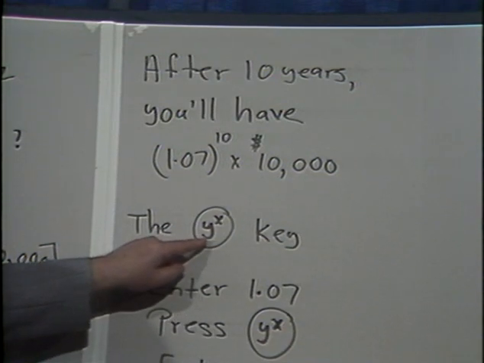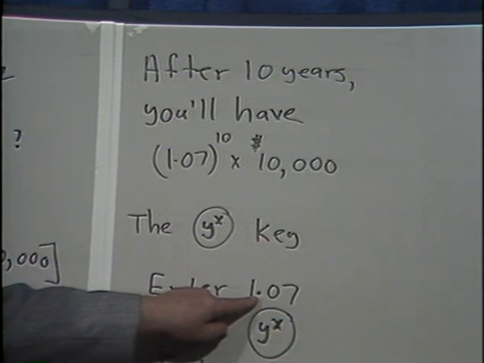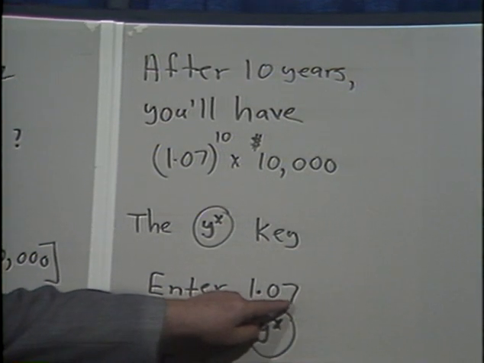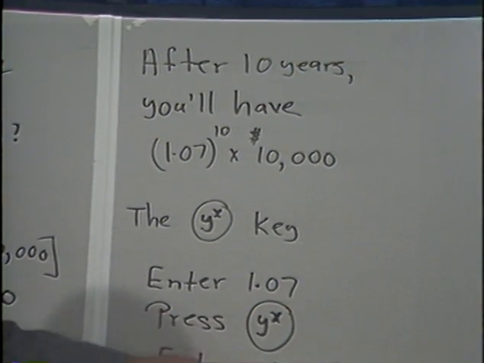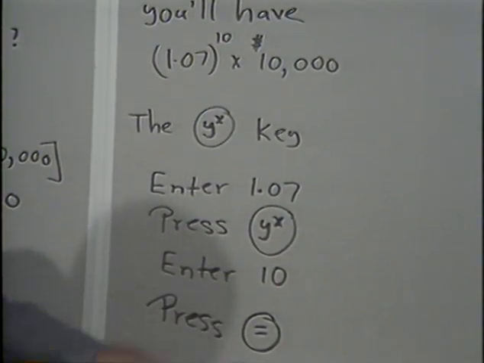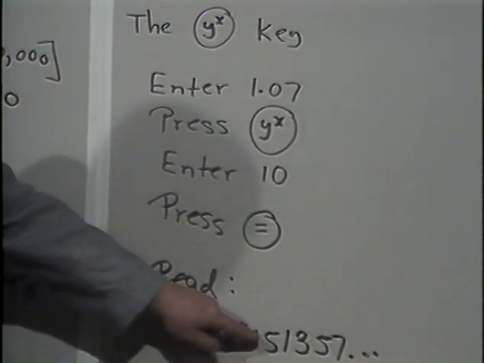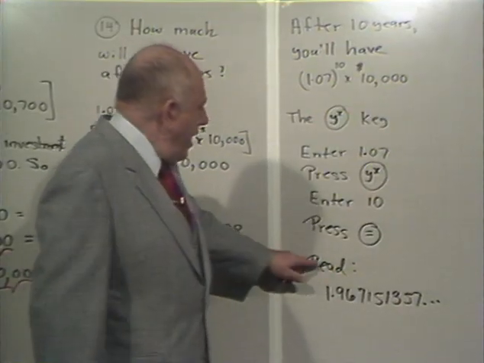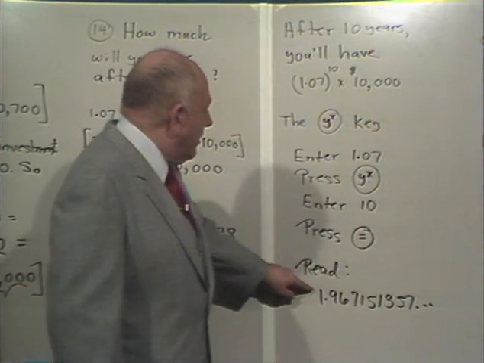Because all you do with that kind of a calculator is you start off by entering what's going to be raised to the power. You enter the 1.07. Then you press the y to the x key. Then you press the exponent, the 10. Then you press the equal sign, and all of a sudden you read 1.967151357. That's my calculator.